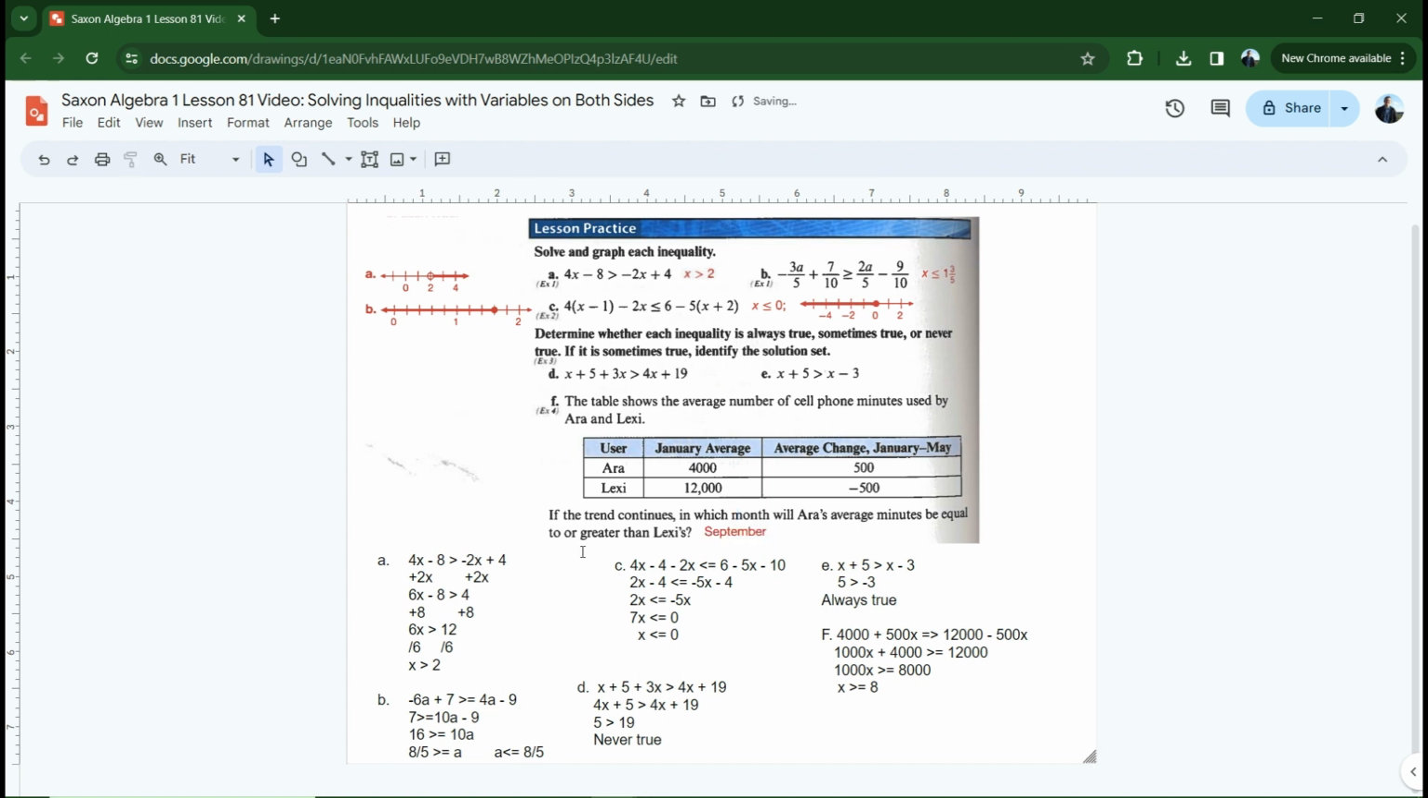Let's see. September, that's 8 months away. January, February, March, April, May, June, July, August, September is 8 months away from January. So I would have answered 8 months, not September. But September is 8 months away. In 8 months or more, Ara's average minutes will be equal to or greater than Lexi's. All right, now you know how to work these sorts of problems. You are ready to do the problems for next time.